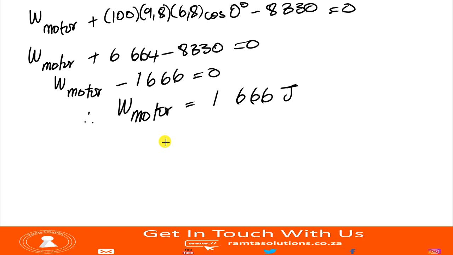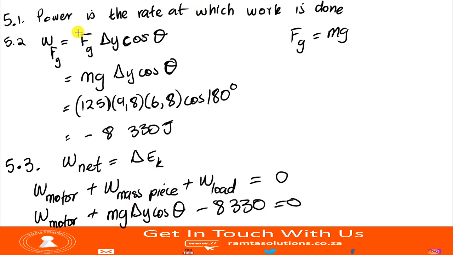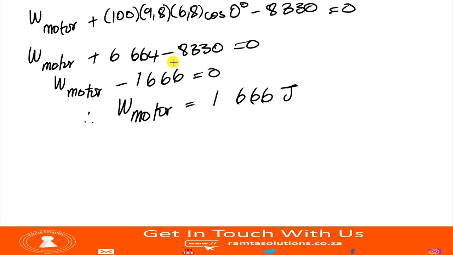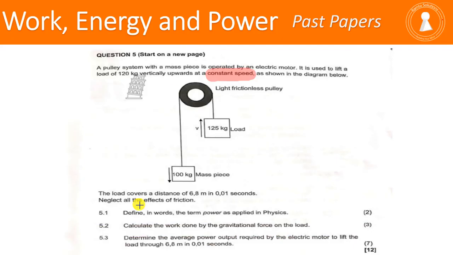Now, we have not yet answered the question. Power is the rate at which work is done, so power equals work over time. So this is 1,666 over, what is the time? They said it was 0.01. Let me confirm. Remember, the load covers a distance of 6.8 meters in 0.01 seconds.